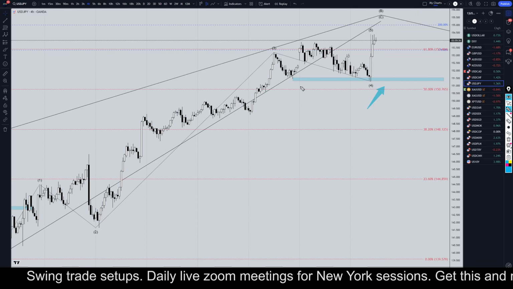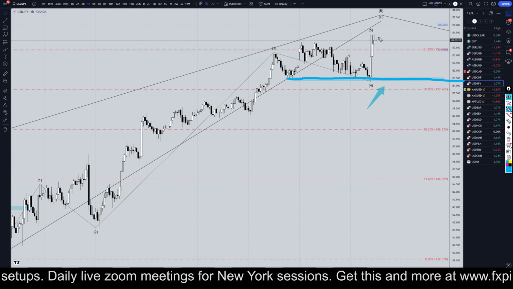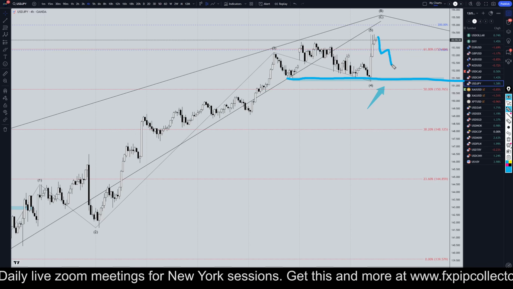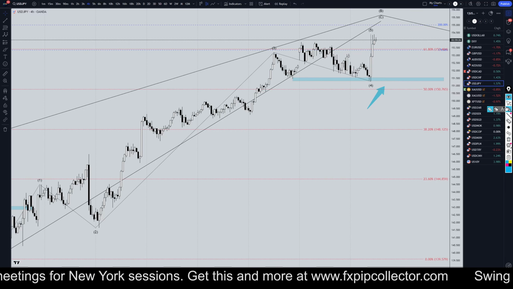I personally will not be going short until we get that break of structure, because until we actually get that break of structure, any move to the downside could possibly just be a correction to the last impulsive move up.